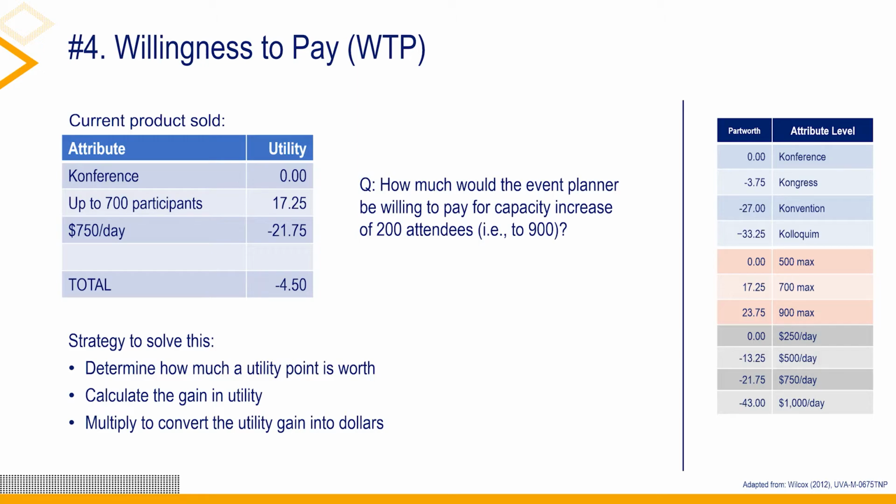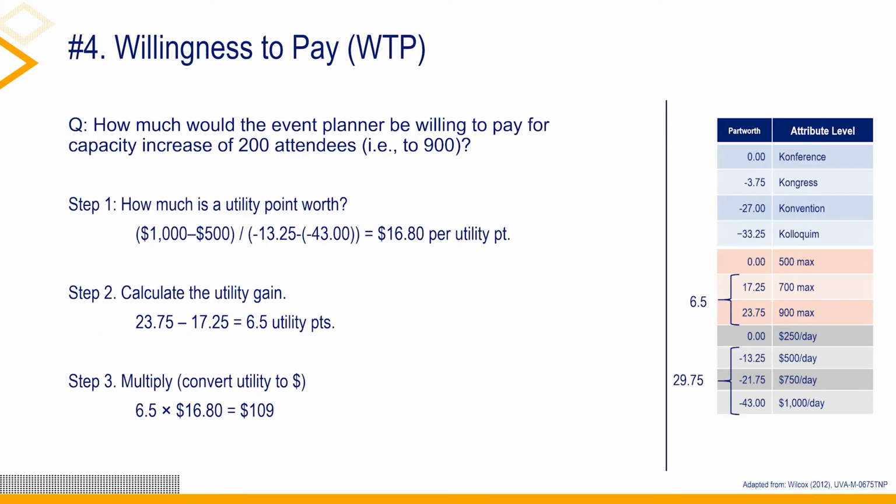Note that we aren't restricted to the attribute levels tested. For example, if you are willing to assume that utility is a linear function between 700 and 900 participants per day, we could interpolate the value for a capacity of 800. First, determine how much a utility point is worth in dollars around the change that is being considered. The price is $750 per day, so let's evaluate over the range $500 to $1,000. We find that a utility point near our change is worth about $75. The utility gain from 700 capacity to 900 capacity is 6.5. 6.5 times $75 is roughly $100.